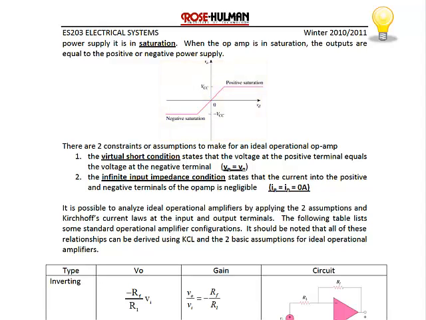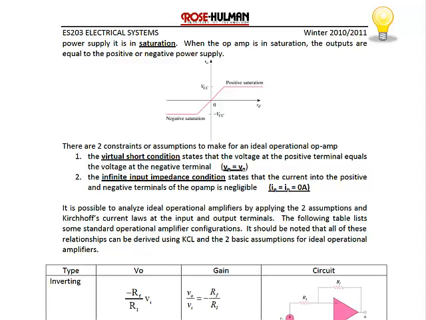There are 2 constraints or assumptions that we make for an ideal operational amplifier. The first one is the virtual short condition, which means that the voltage at the positive terminal equals the voltage at the negative terminal. In this class, we assume all op-amps are ideal. We will always use these assumptions to analyze the op-amp.